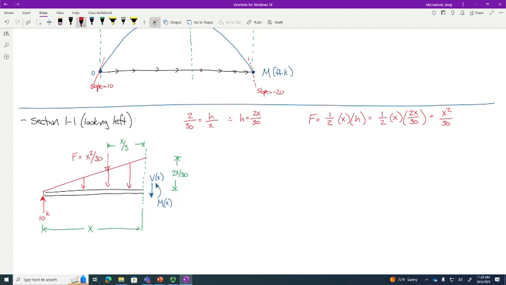So how do I determine V and M? Let's start off with V. How would I determine V? I have an unknown force here. If I cut a section through a point with any structure, how do I determine the unknown? Sum the forces in the y direction. There we go. So let's do that. Let's sum forces in the y direction.